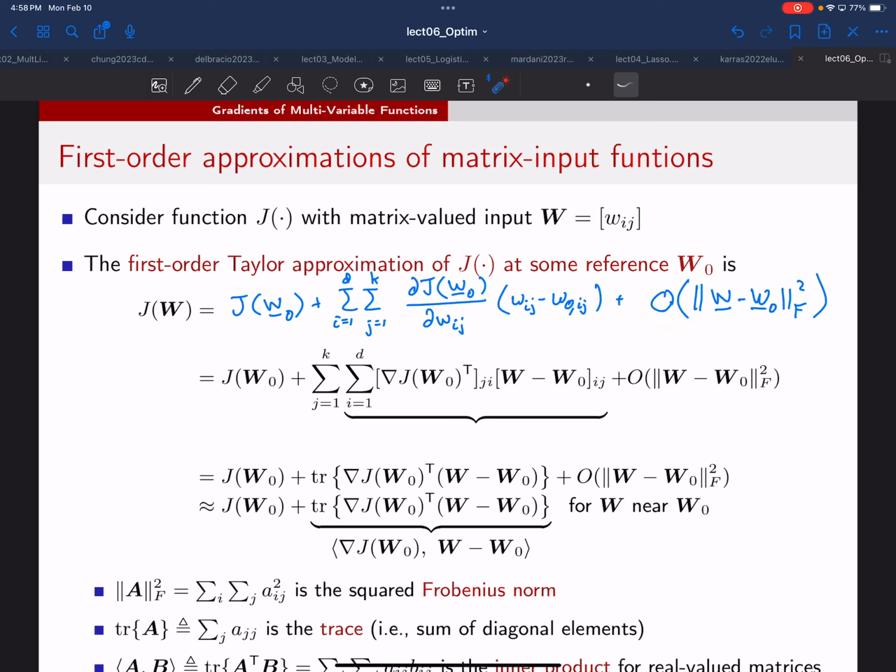In this case, the big O term is the Frobenius norm squared of that error. And if you remember, the squared Frobenius norm of a matrix is just the sum of all the terms squared. So it's a direct generalization of what we saw with vectors, where we also had all the terms squared and summed.